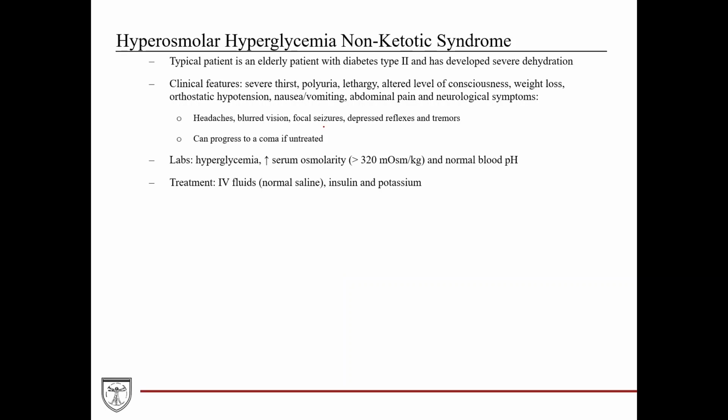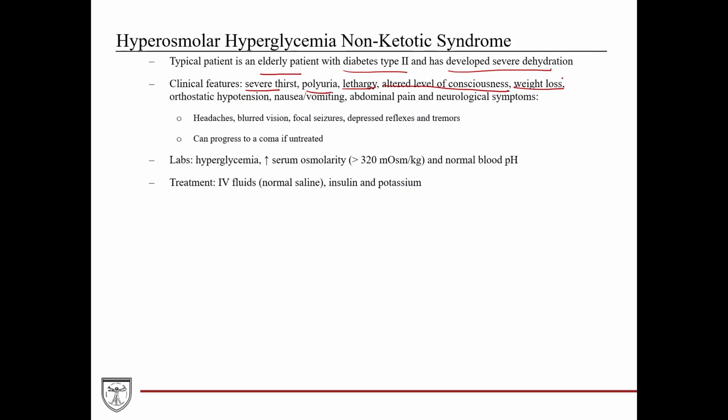So again, the typical patient is an elderly patient. They have type 2 diabetes. They've developed severe dehydration, so they're going to come in with symptoms of that: severe thirst, polyuria, lethargy, altered level of consciousness. Because remember, you're having decreased hydration, so decreased perfusion, essentially maybe even decreased levels of oxygen being delivered. You're also having decreased blood sugar, so again, those neurological symptoms, because the brain primarily relies on glucose.